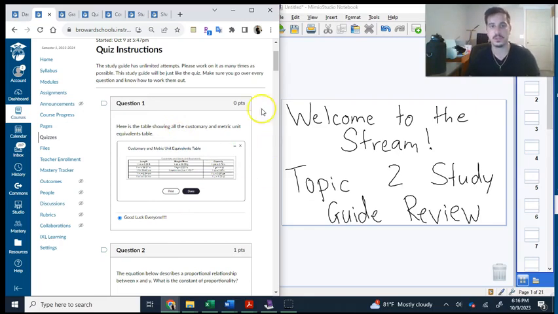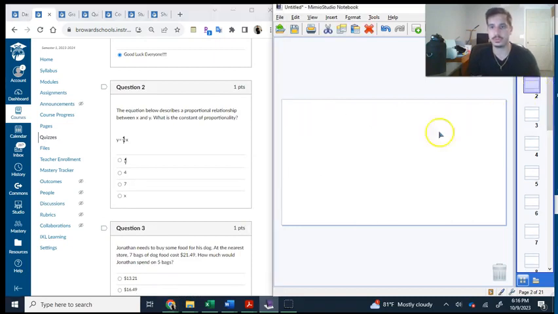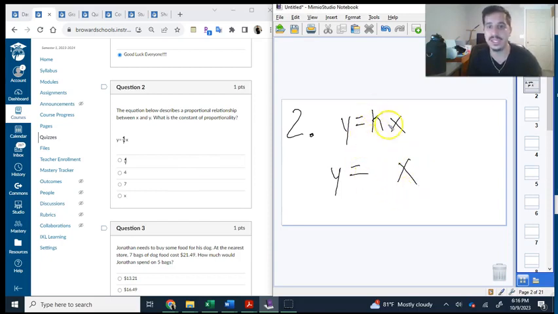Okay. So let's go to number 2. Number two, the equation below describes a proportional relationship between x and y. What is the constant of proportionality? Well, the main equation in this topic was y equals kx. Okay, so we see y, we see x, and the only thing that is not there is the k, and that is 4 over 7.